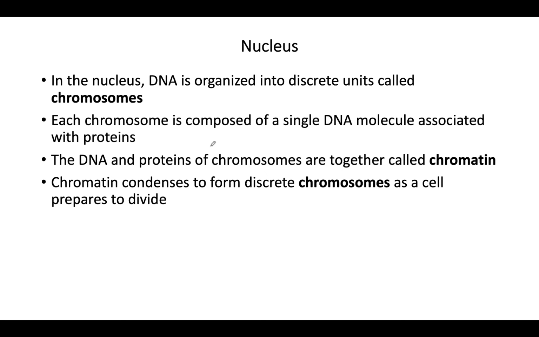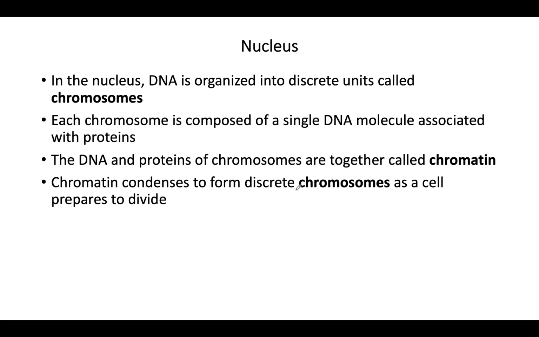In the nucleus, DNA is organized into discrete units called chromosomes. Each chromosome is composed of a single DNA molecule associated with histone protein. The DNA and protein of a chromosome are together called chromatin. Chromatin condenses to form discrete chromosomes as your cell prepares to divide.